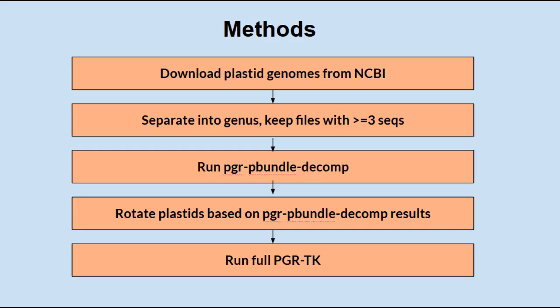Now, as for our methods, we downloaded all available chloroplast sequences from NCBI. Then we filtered the data and retained only those from flowering plants. We organized the sequences by genus and family and only kept groups with 3 or more sequences.